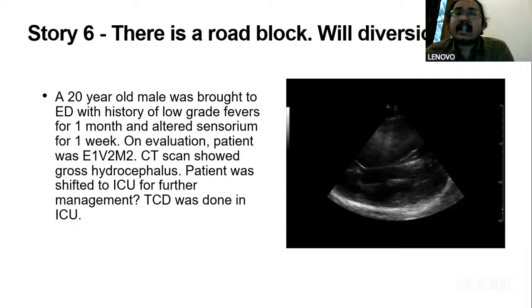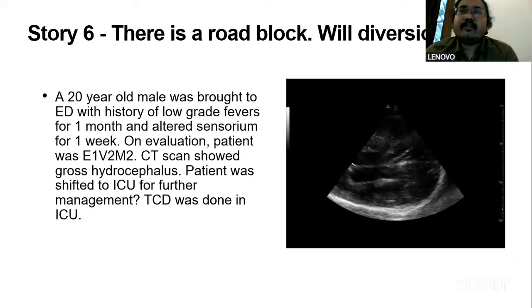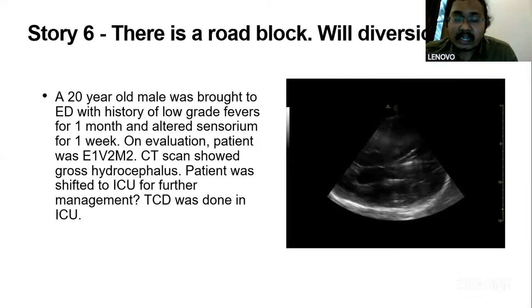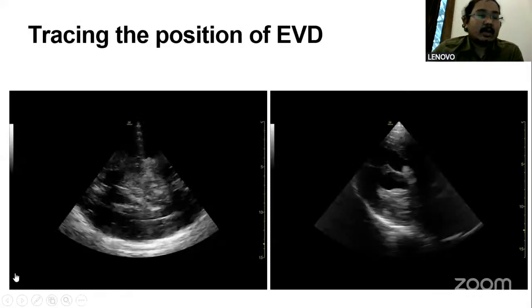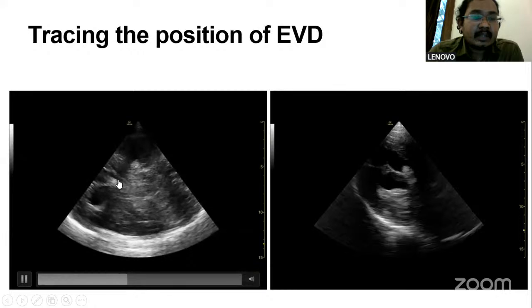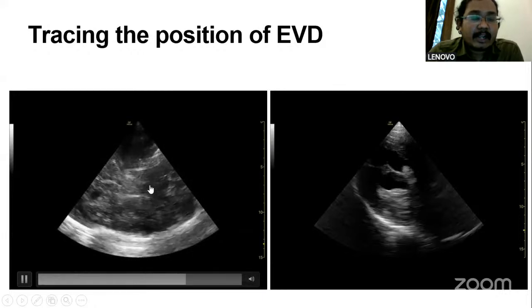The neurosurgeon came and decided to put an external ventricular catheter. Once he had done it, the neurosurgeon wanted a repeat scan to see whether the catheter was in place or not. But the patient had just come, and we needed to stabilize. So what we thought is, if we can see such dilated ventricles, why not see the catheter in position in the ventricles through ultrasound? That curiosity led to this beautiful image where we can see the entry of the EVD through the lateral ventricle. We can see the entry point.